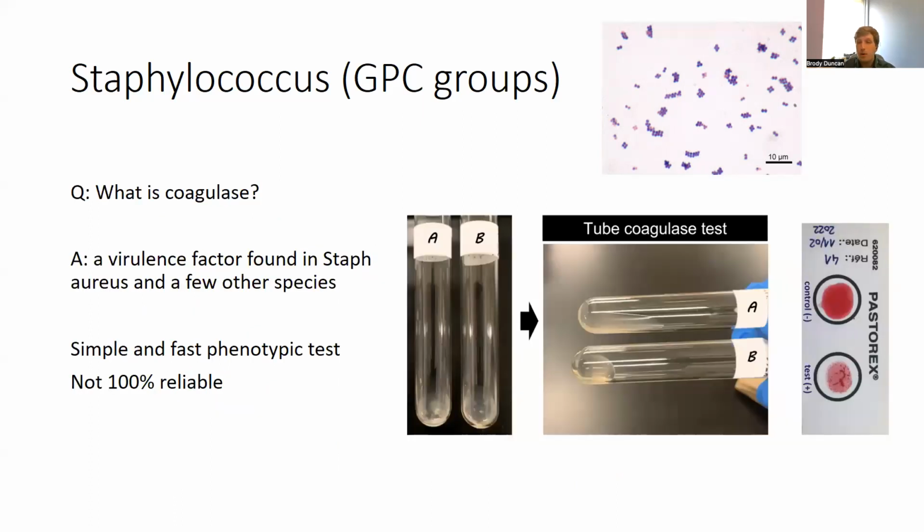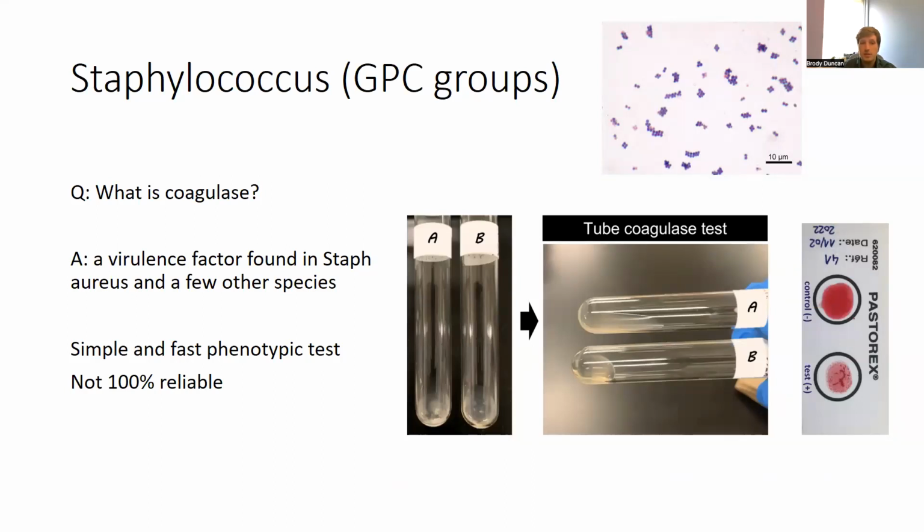I'll talk very quickly about what coagulase is, if we're using it as a descriptor for all these different types of Staphylococcus. Essentially, coagulase is a virulence factor that's found in Staph aureus and a few other species of staph, but it's not found in most of the normal coagulase negative staph that live on and in our bodies. The reason that this is a useful test to know is that it's a simple and fast phenotypic test. It's not 100% reliable, but it's pretty good.